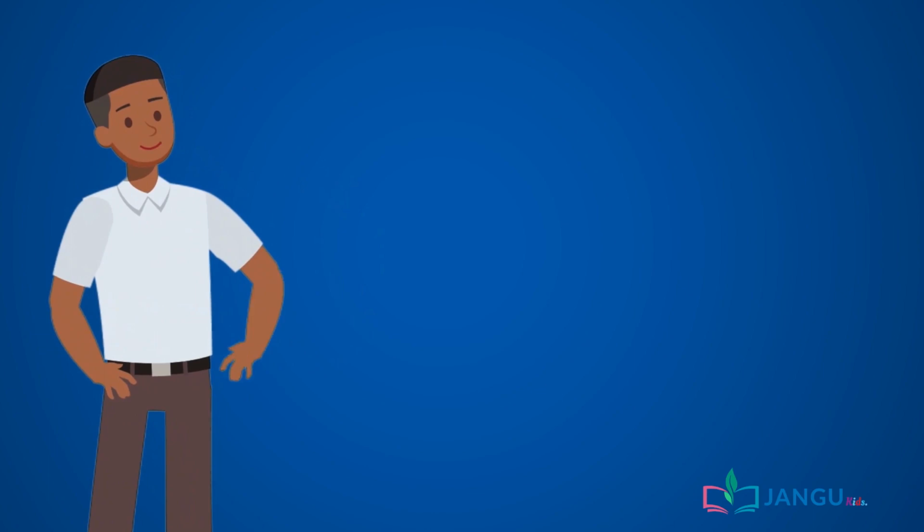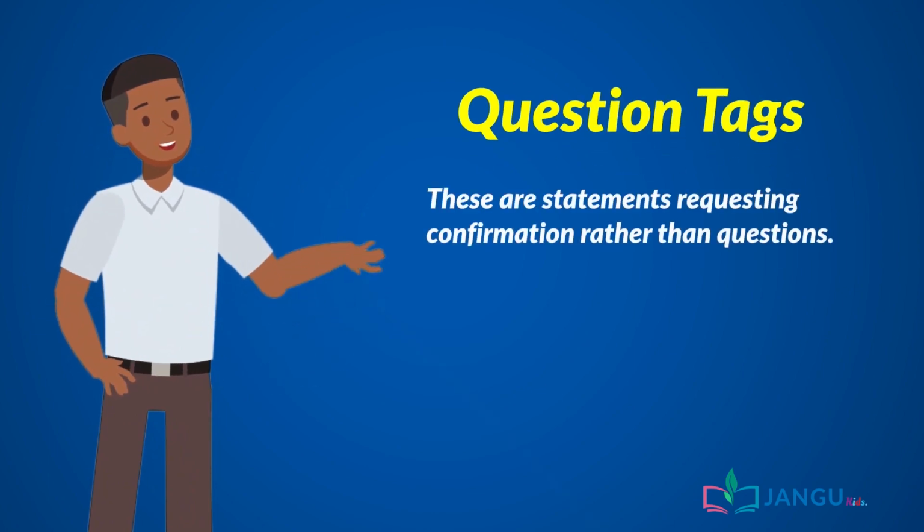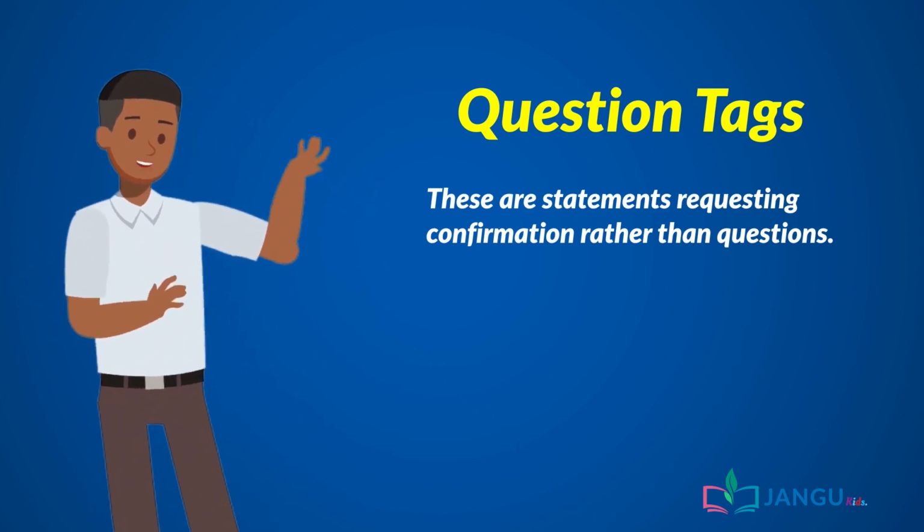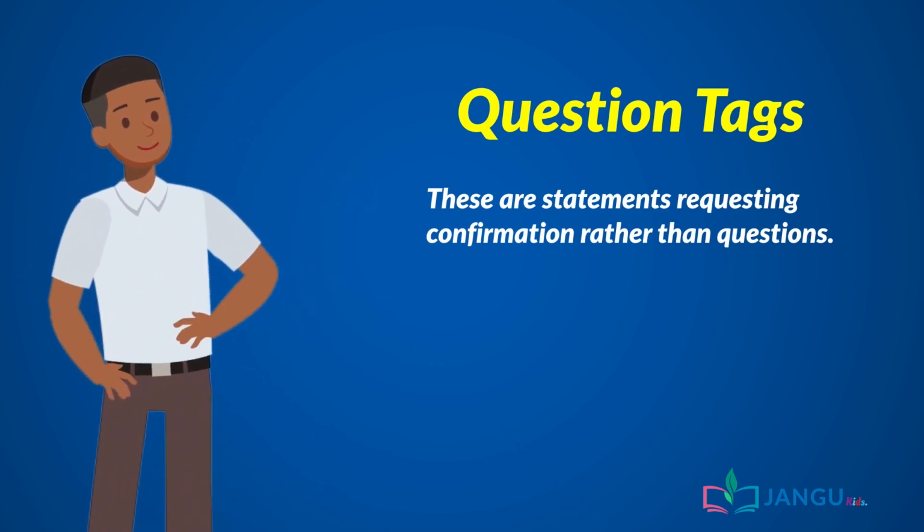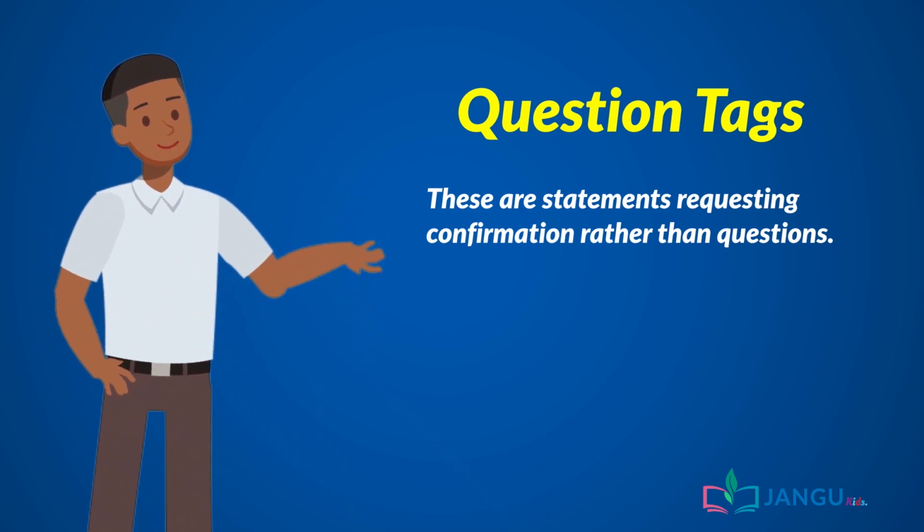Now we also have question tags. These are statements requesting confirmation rather than questions. Not all tag questions are really questions. Some of them ask for confirmation or invite agreement. In this case, we use a falling tone at the end.